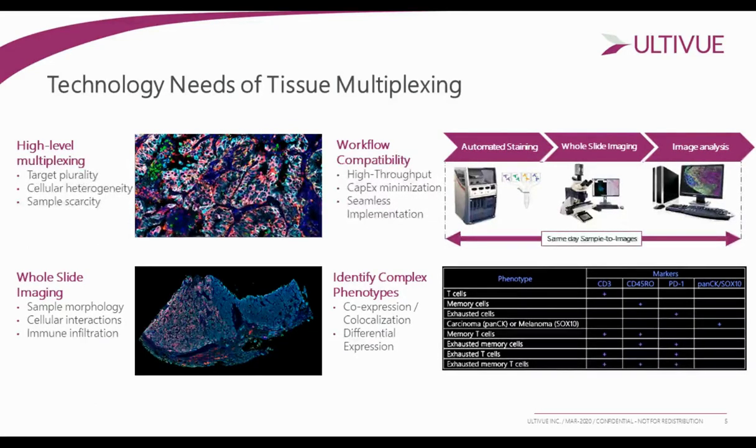Ultivue has been founded on evaluating all the platforms that are currently available, picking and choosing the best features of all of them, and adapting to the specific needs of researchers today in the immuno-oncology field. Some key areas to consider when looking at different platforms are a high level of multiplexing, being able to specifically target numerous markers and adjust the level of plexing quite easily.